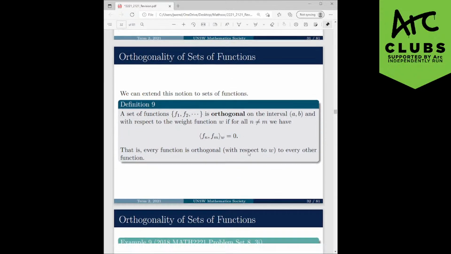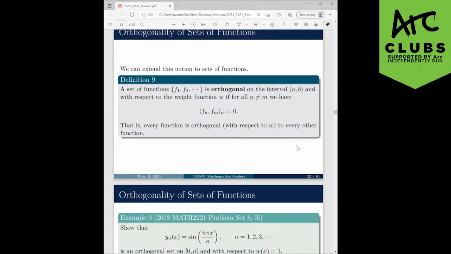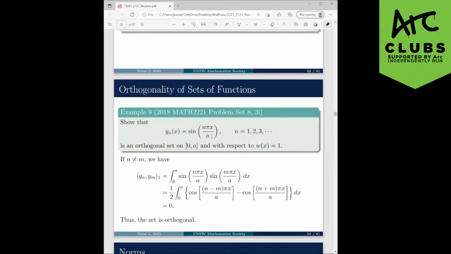It's a nice little definition there, and now a demonstration of how to prove it. We have a set of functions, sine of n pi x over a, where n is 1, 2, 3, 4, and so on. Show that it's an orthogonal set on 0 to a with respect to the weight function 1. Because the weight function is 1, you barely notice it being there. It barely changes anything. You have y_n, y_m, where n is not equal to m, just showing you're taking pairs. You have the little 1 subscript to show the weight function is 1.